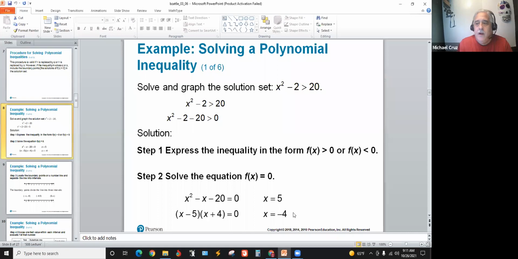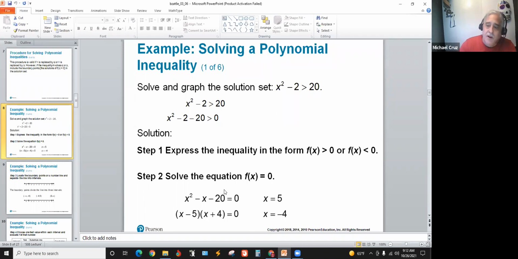All right, so here we got a polynomial inequality. X squared minus x is greater than 20. And we have to have 0 on one side. So we're just going to subtract the 20. And then we've got something that we can work with.